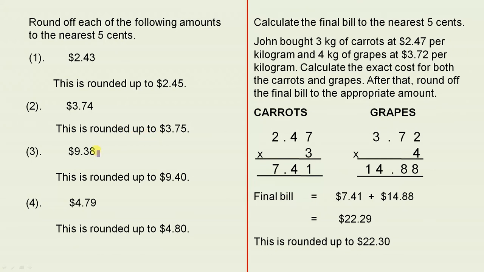$9.38, you have an 8, so you round up. This is rounded up to $9.40. And $4.79, because you have a 9, you round up. This is rounded up to $4.80.